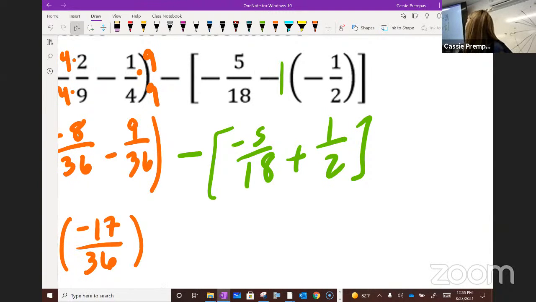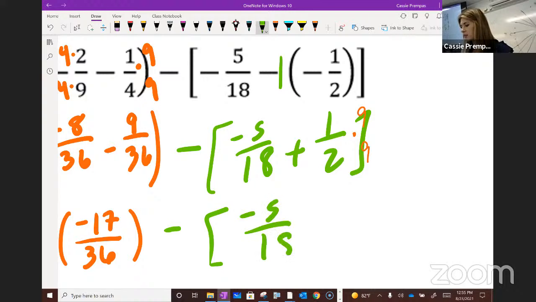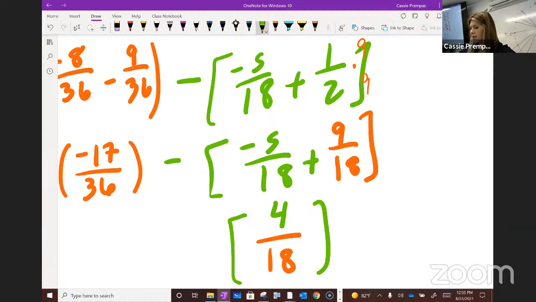Okay, so we have -5/18 plus 1/2. What would I have to multiply this fraction by to get a common denominator? 9/9, good. And I still have that minus on the outside. And that gives me -5/18 plus 9/18. Now the denominator is the same. It's all over 18. But I do need to combine those numerators. What is -5 plus 9? 4, good. So I have 4/18.